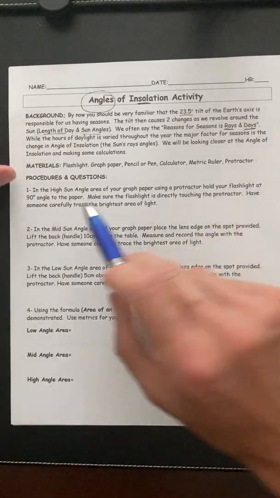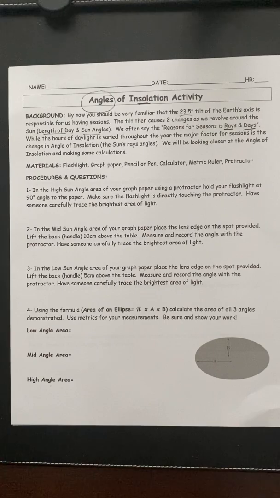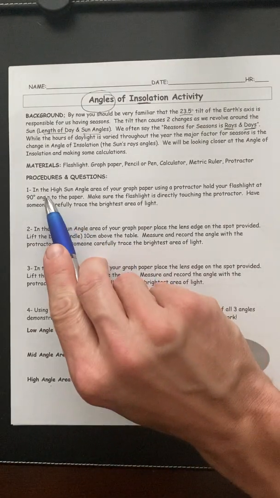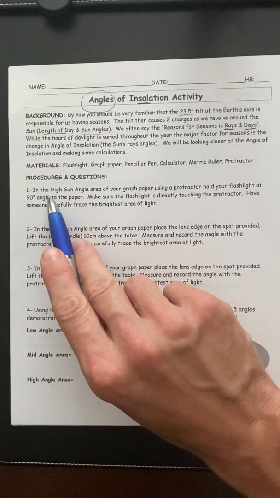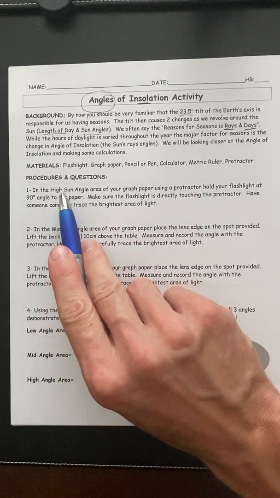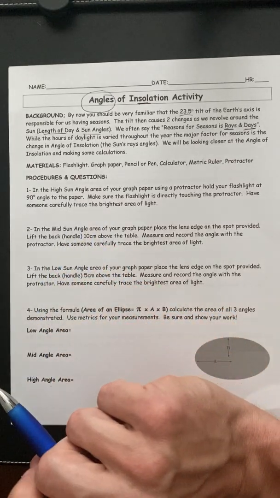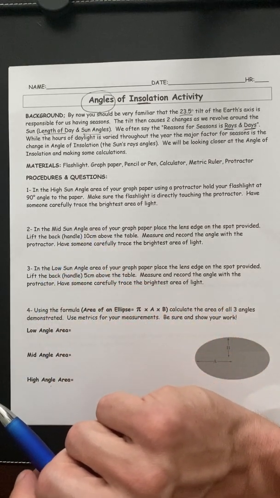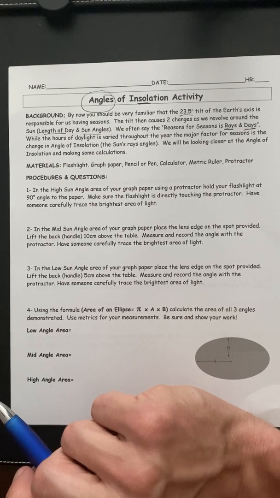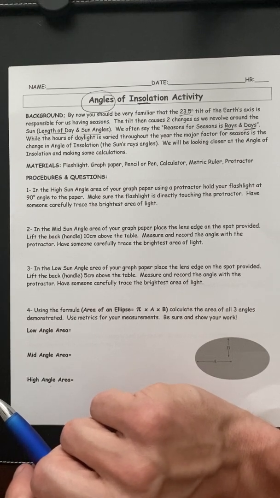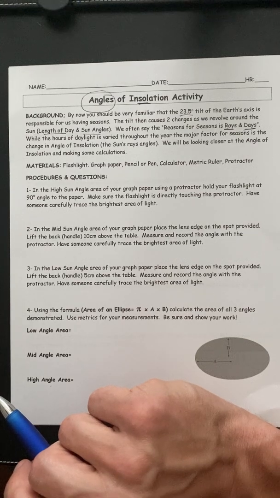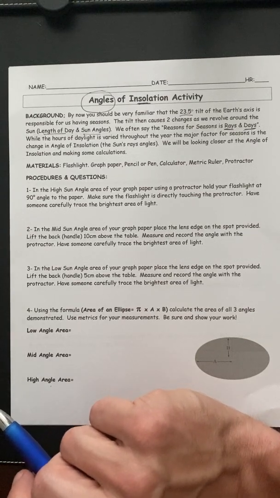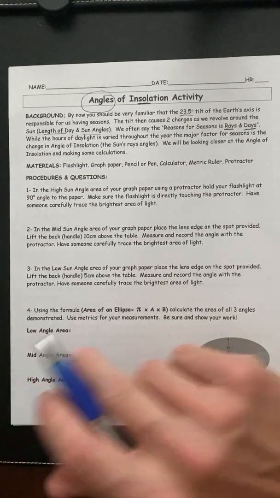So here's what we're going to do. We're going to use our little bit of graph paper here. And in this first procedure, it says in the high sun angle area of your graph paper, using a protractor, hold your flashlight at a 90-degree angle to the paper. Make sure the flashlight is directly touching the protractor. Have someone carefully trace the brightest area of light.